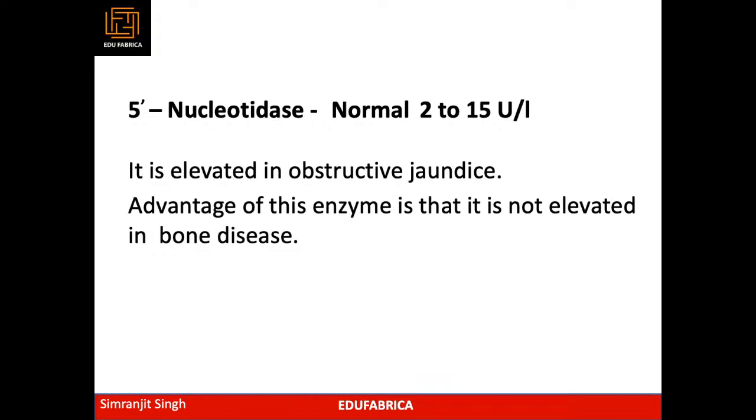Then further, 5' nucleotidase, whose normal value is from 2 to 15 units per liter, and it is elevated in obstructive jaundice. The advantage of this enzyme is that it is not elevated in bone diseases.